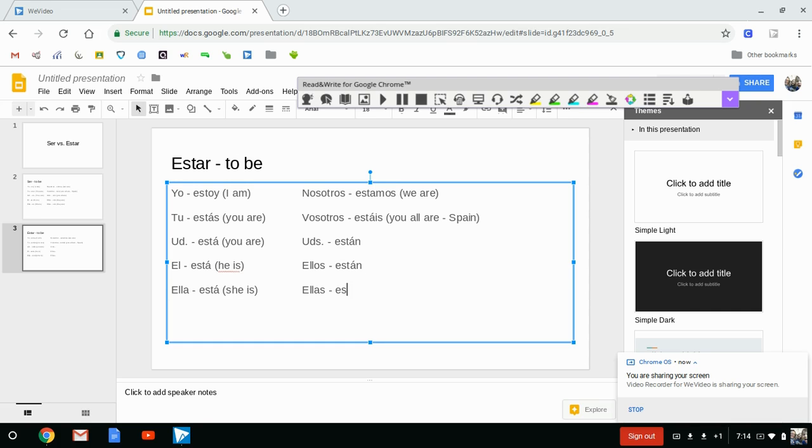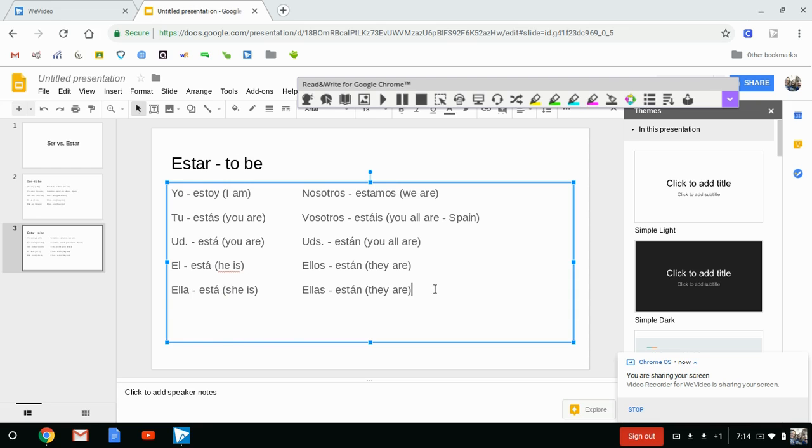So if you're working on your flower, you guys know what to do. Yo on one side, estoy on the other. Tú on one side, estás on the other. Usted, él, and ella all together on one side. Está on the other, and so on. Ustedes están translates as you all are. Ellos and ellas están translate as they are. So that's got you set up as far as conjugations go.